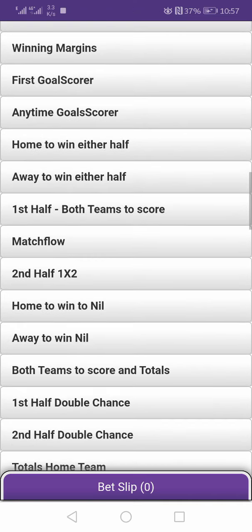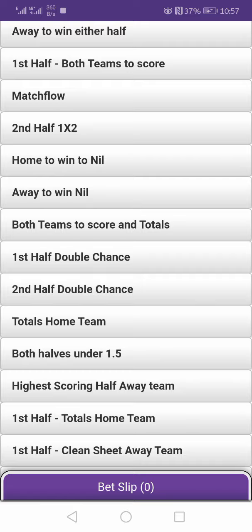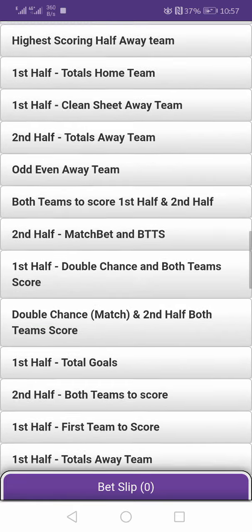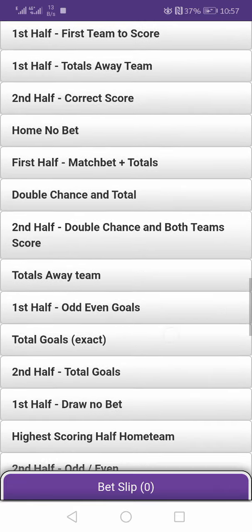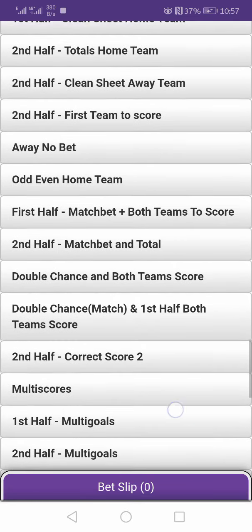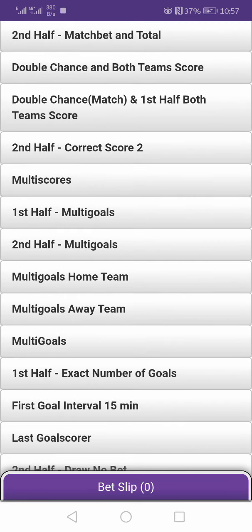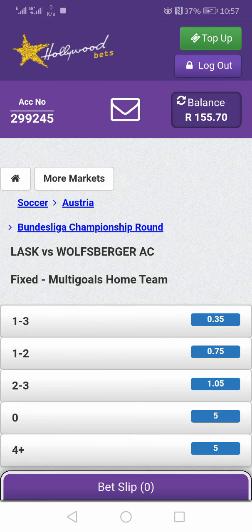So now, which market is best suited for LASK out of the three markets that you have chosen? Are you getting my point? You've noticed that these two teams produce goals when they meet, and you've noticed that the home team, LASK, is always scoring.